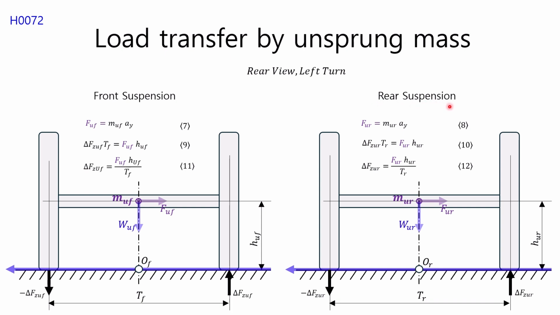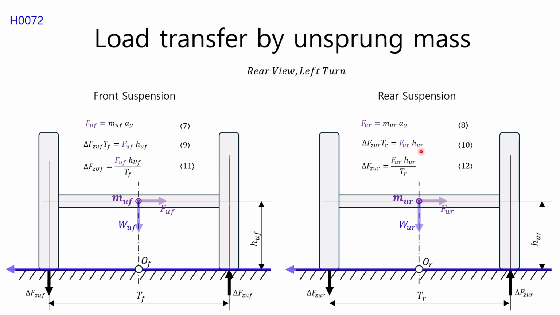The load transfer due to the unsprung mass of the rear suspension can be obtained in the same way. Since the lateral force generated by the unsprung mass in the rear suspension is generated by the lateral acceleration acting on the rear unsprung center of gravity, the rear lateral force FUR due to the unsprung mass can be obtained as in equation 8 by multiplying the rear unsprung mass MUR by the lateral acceleration AY. Again, multiplying this by the height of the rear unsprung center of gravity HUR, the moment due to the rear unsprung mass about the road contact point OR can be expressed as the right side of equation 10.